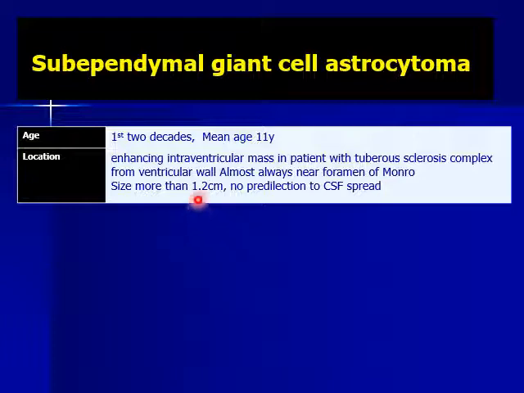It becomes enlarged in size, and this is a threshold, 1.2 centimeter. If you have a subependymal nodule more than 1.2 centimeters, okay, you should think that it has transformed into subependymal giant cell astrocytoma. It is a benign, low grade one, so we don't see CSF spread, and I will tell you about CSF spread in the coming tumors.